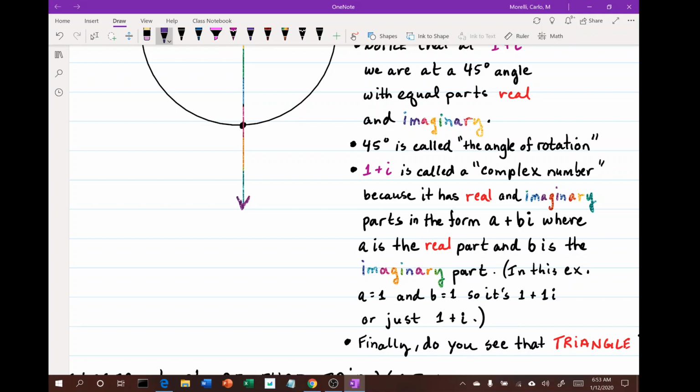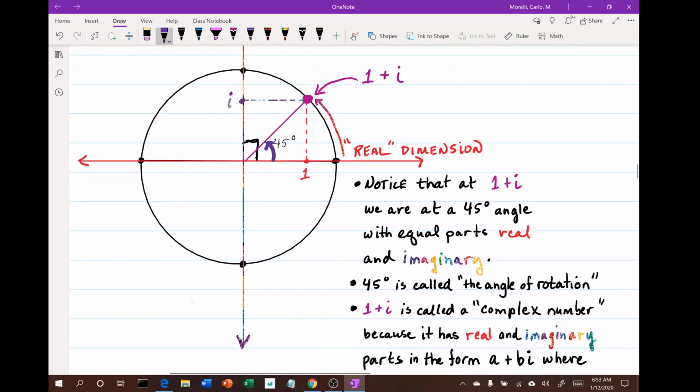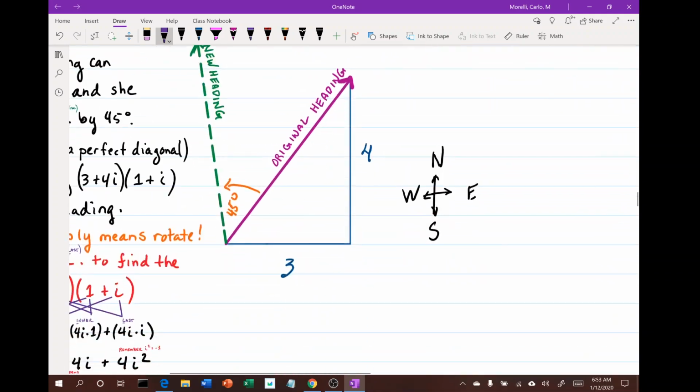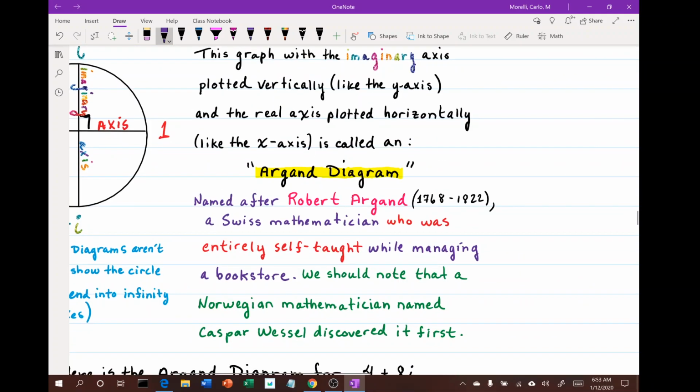So 1 plus i is called a complex number because it has both real and imaginary parts in the form a plus bi, where a is the real part and b is the imaginary part. So in this example, a equals 1 and b equals 1. It's just 1 plus 1i. I think this is important, so I want to zoom down here for just a minute and show you something.